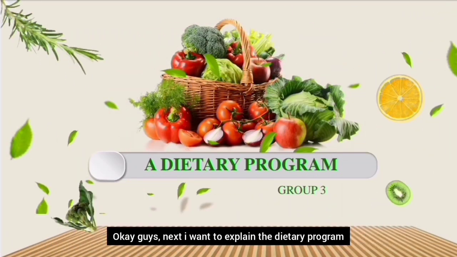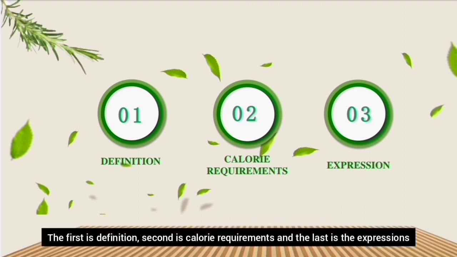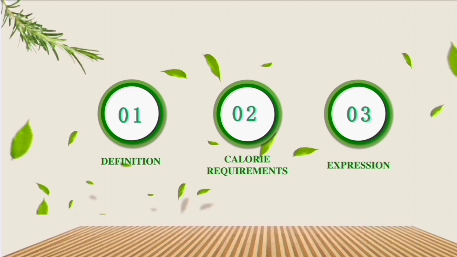Next, we will explain the dietary program. In this material, we will discuss three main things. The first is definition, second is calorie requirements, and the last is the expression.